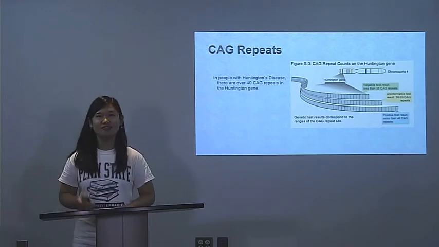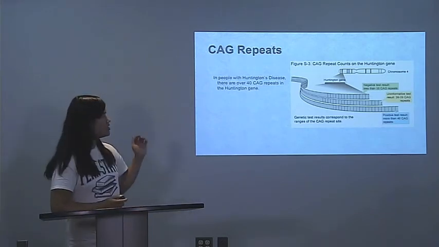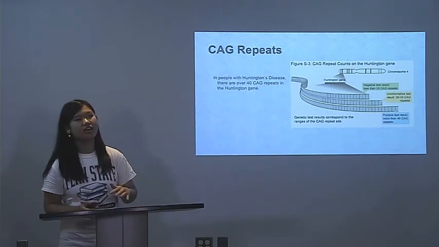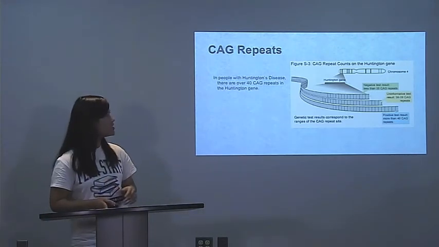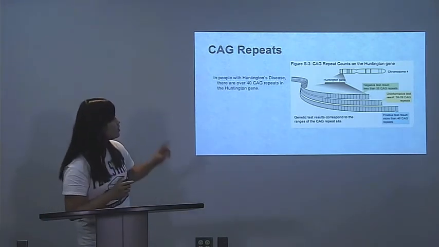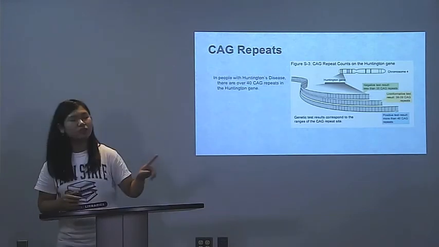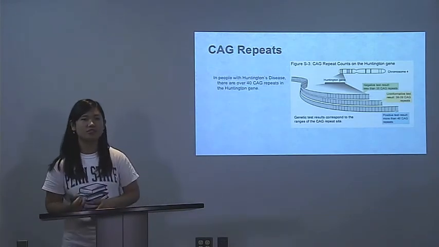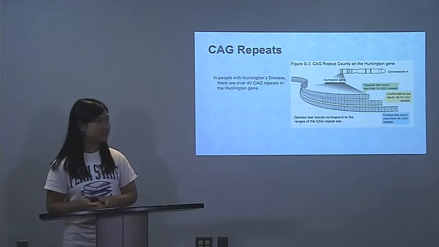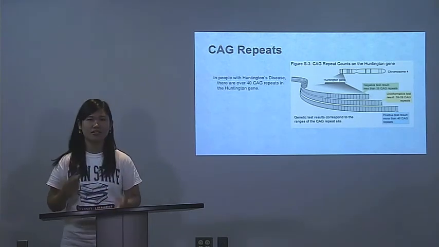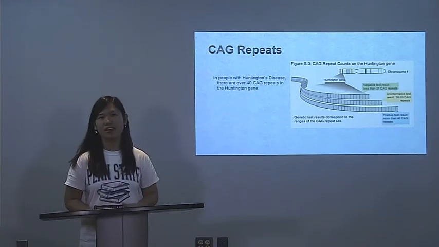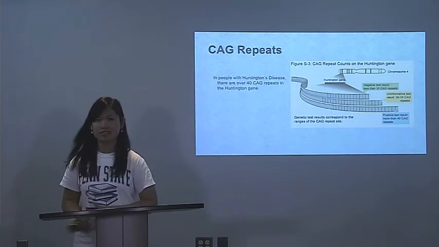Alright, so first off, people without Huntington's disease have between 0 to 35 CAG repeats. But people who have Huntington's disease usually have over 40 repeats. Between that, like 36 to 39, it's undetermined. So you're not going to really know for sure if they have the disease or not.